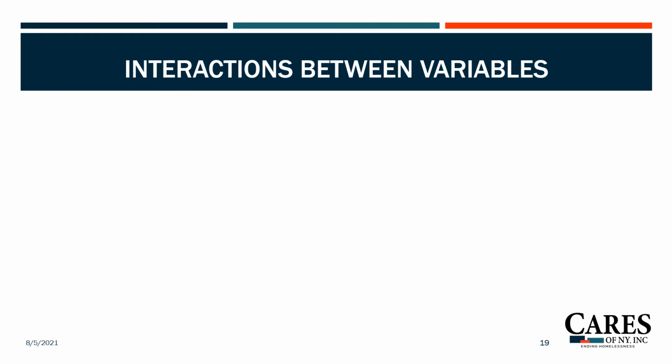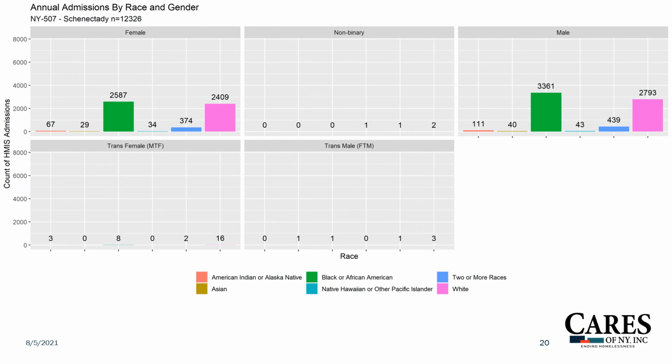We'll now look at 3 final visualizations before we wrap up. We're going to look at the interaction between race and gender, race and veteran status, and race and disabling condition. In this visualization, we're looking at gender, and what we can see is there are significantly more Black or African American males than Black or African American females admitted into HMIS. Whereas the gender ratio between white clients is a little bit closer to 50-50, where you can see that there are slightly more white males than there are white females.